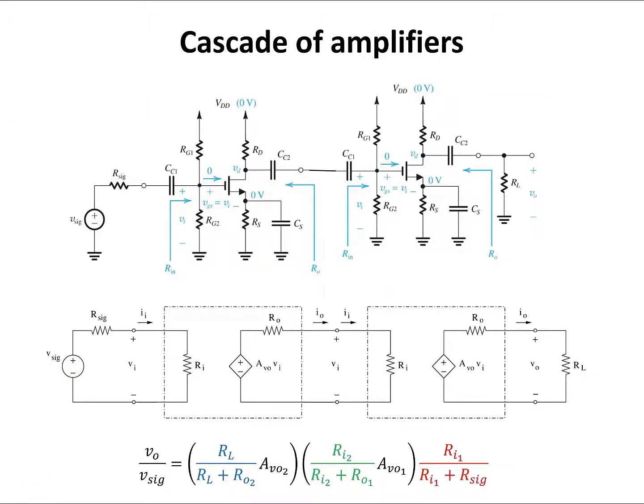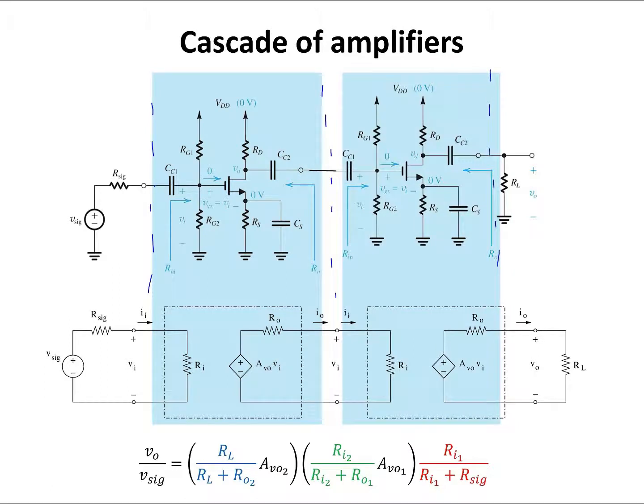Here is an example of how the characterization of amplifiers can be used in solving multiple stage amplifiers or cascade of amplifiers. In this circuit, we have two stage amplifiers. That means there are two MOSFET amplifiers that are connected in series. So you have stage 1 and you have the second stage here. Our load is connected to the output of the second stage, and V signal with its output resistance are connected to the input of the first stage.